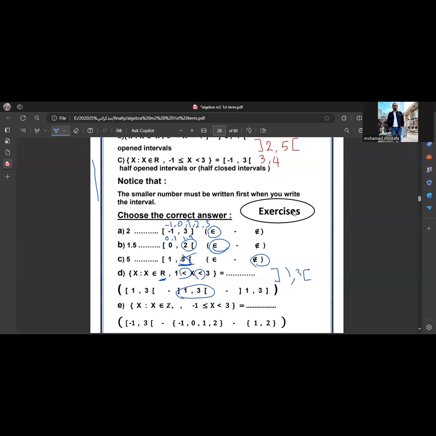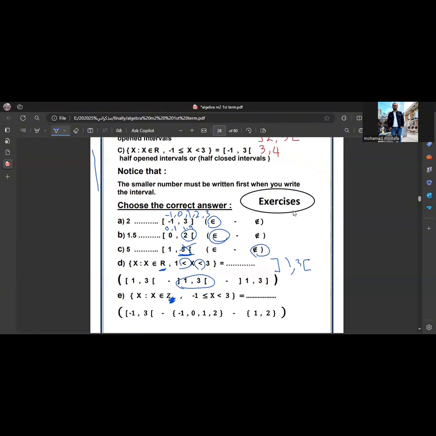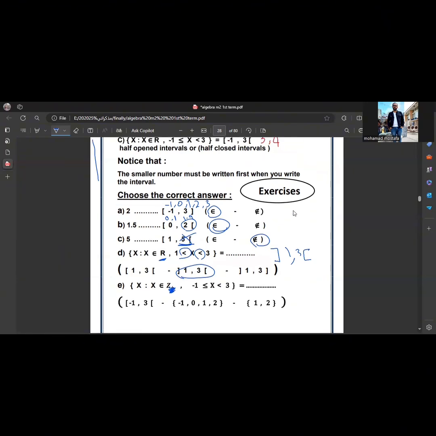X, where X belongs to the positives. I have here positive numbers, not negative. -1 and here smaller than or equal. I have here equal, so my interval is closed, not open. And here X and here 3, but open.